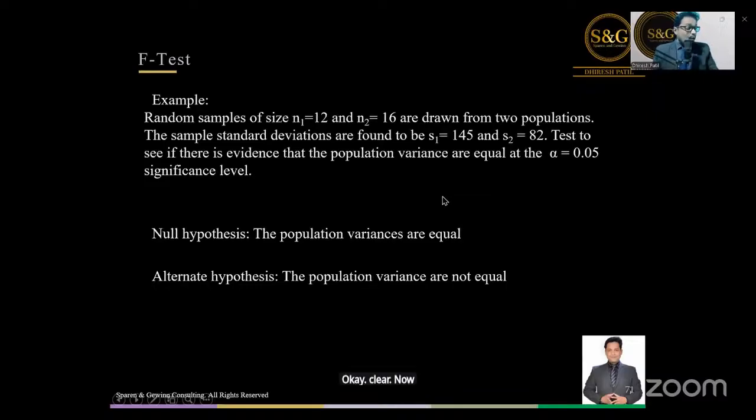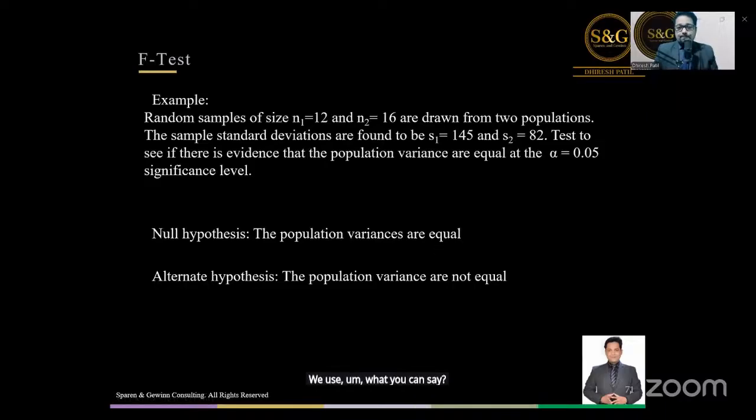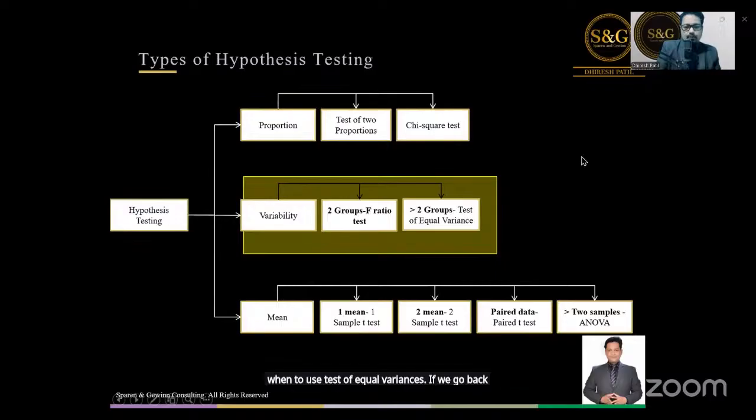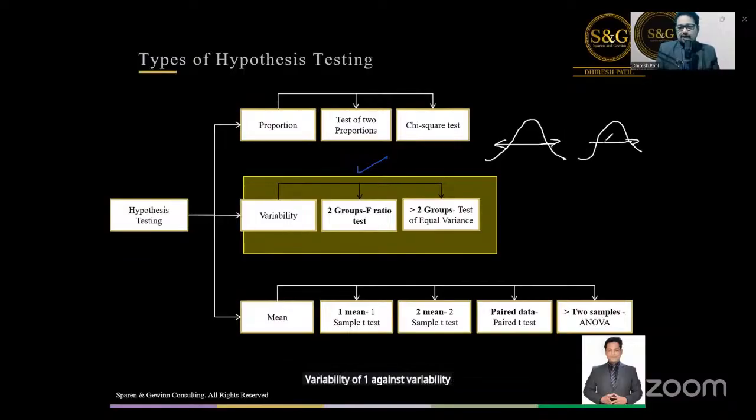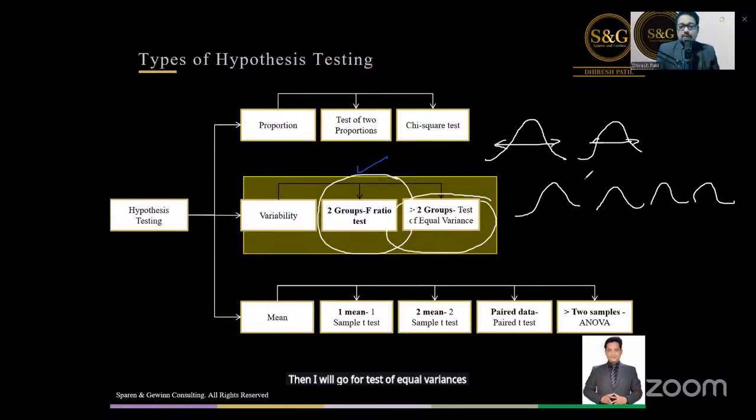Clear? Now, whenever we have more than 2 samples, that's where we use this one, test of equal variances. Okay, I'll show you when to use test of equal variances. Let me go back now here. So we have seen, if I want to compare variability of one against variability of another, okay, if there are 2 samples, I will go for F ratio test. But if I want to compare more than 3 or 4 or 5, then I will go for test of equal variances.